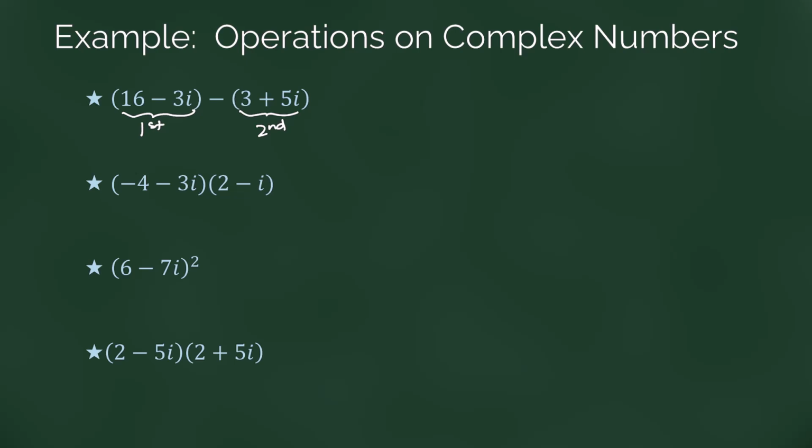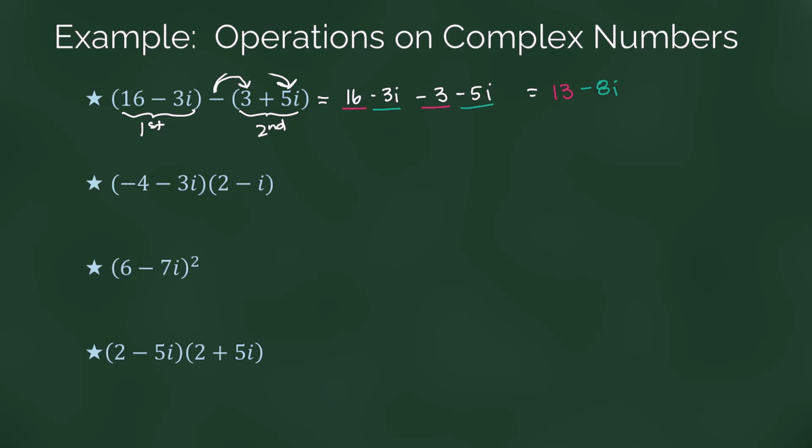So first thing I'm going to do is notice that this negative sign belongs to both parts of my complex number, so I'm going to distribute it. This becomes 16 minus 3i minus 3 minus 5i. Now we think about our like parts. We have a 16 and a negative 3, which combine to give us a positive 13. Then we have a negative 3i and a negative 5i, which combine to give us a negative 8i.